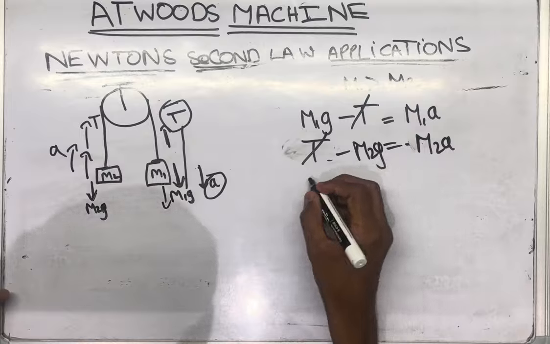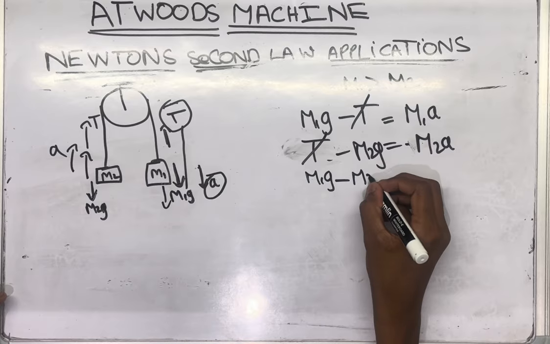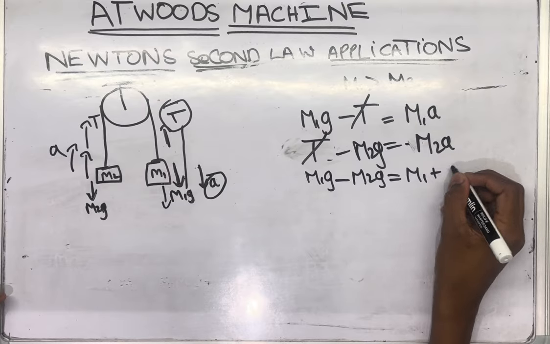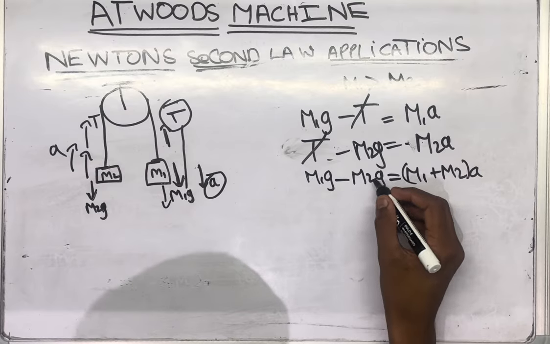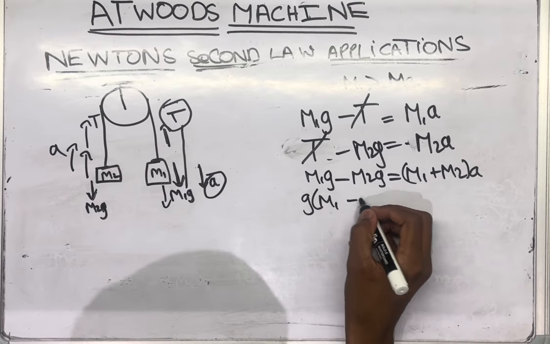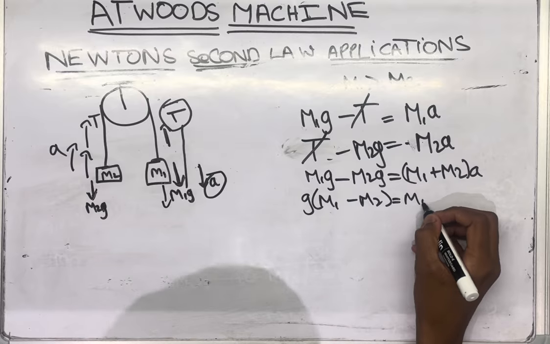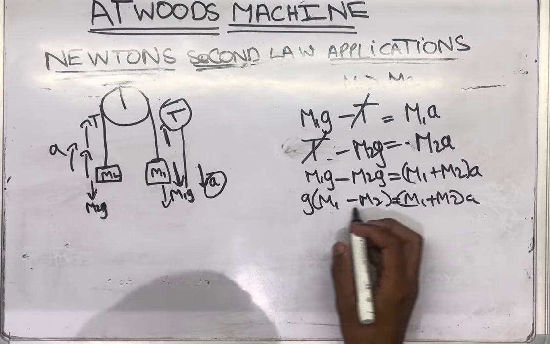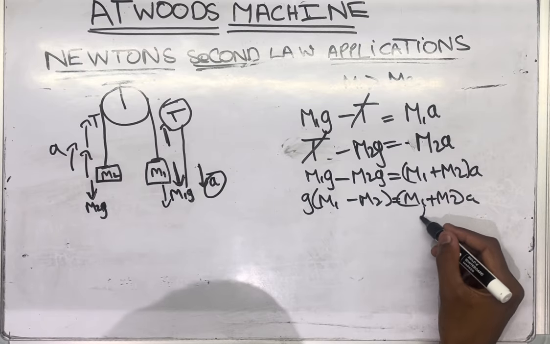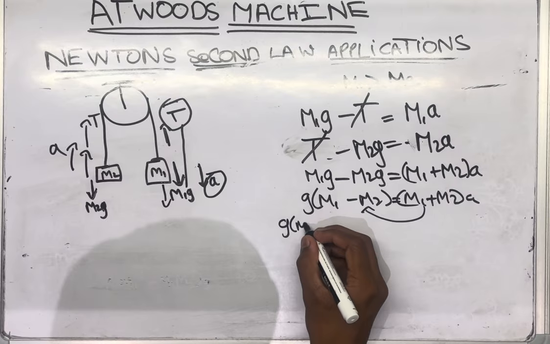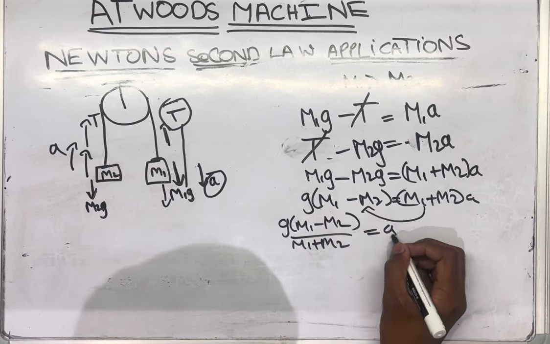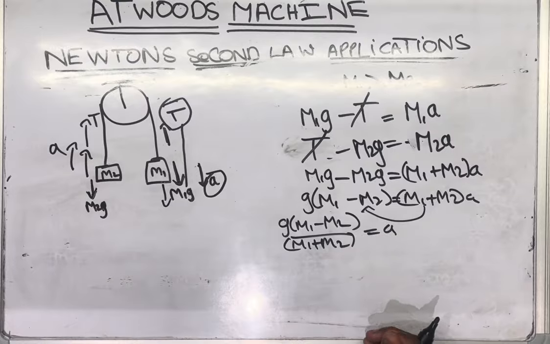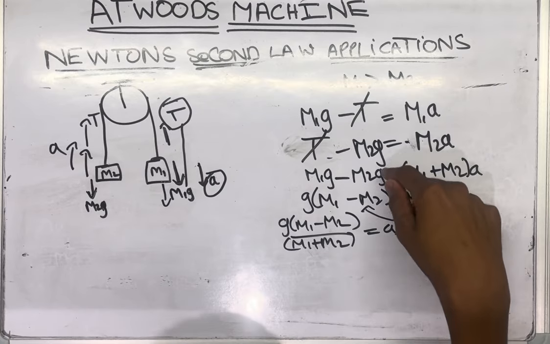T and T cancel. M1g minus M2g is equal to M1 plus M2 into a. Okay, and we are taking g as common. M1 minus M2 into g is equal to M1 plus M2 into a. And to find acceleration we have to bring this over here. So g into M1 minus M2 by M1 plus M2 is equal to a. So we have found out acceleration now.